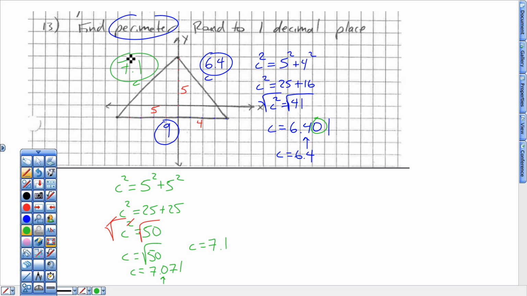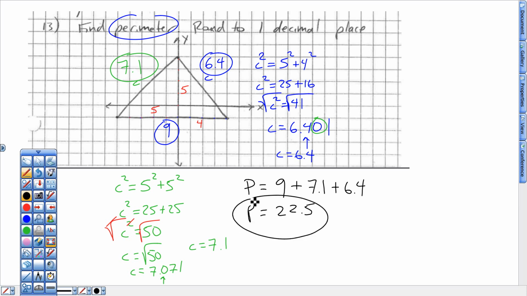So that length right there is 7.1. And now what I need to do is find the perimeter by adding them all up. So here I go. I'm going to add that 9 plus that 7.1 plus that 6.4. Let's see what we get. So 9 plus 7.1 plus 6.4 gives me 22.5. Don't worry about any units because they're not giving you any units. Perimeter. All right, moving on.